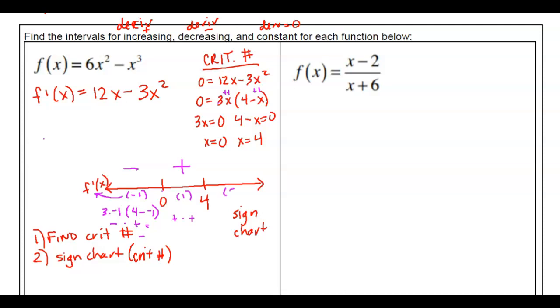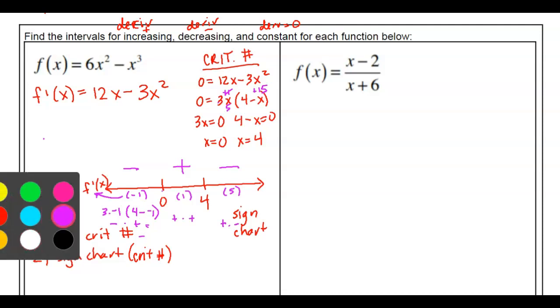And then I pick another number from 4 to infinity. So I just picked 5. I would pick 5 right here mentally. 3 times 5, well, that's positive. 4 minus 5, that's a negative. So positive times a negative is a negative. Okay, so this is my sign chart.